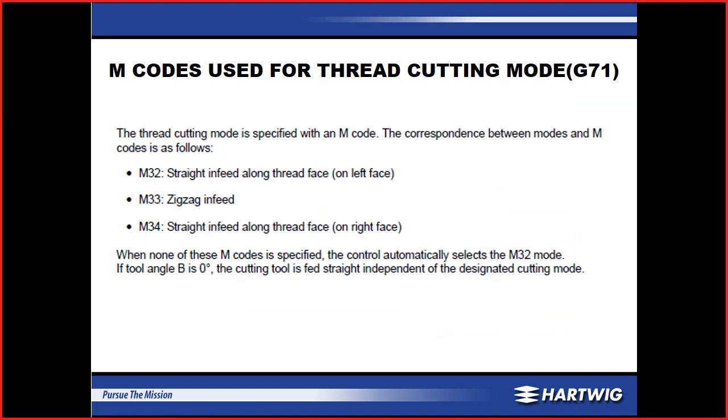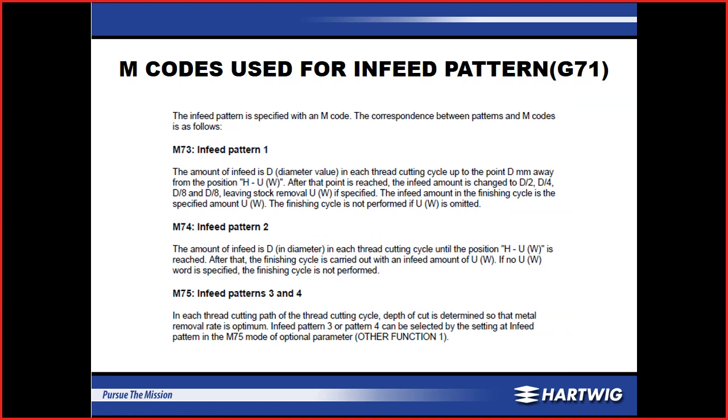M32 tells the machine to thread along the front face of the insert. M33 tells the machine to thread in a zigzag pattern each pass. And M34 tells it to thread on the right face. We then also have to tell the machine an INFEED pattern.